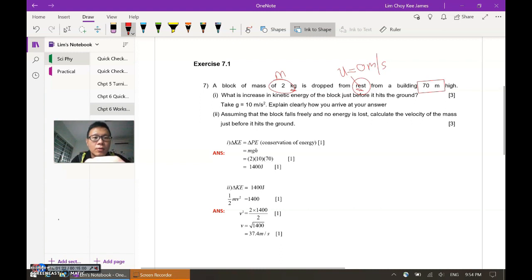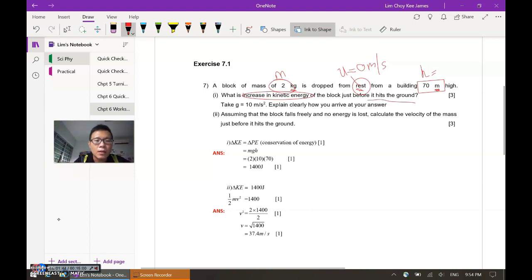The third one that we're looking at is the height, 70 meters. Same thing, the height involved is measured in SI unit, because most of the formulas we deal with in physics usually need to be in SI unit. The question asks: what is the increase in kinetic energy before the object hits the ground?